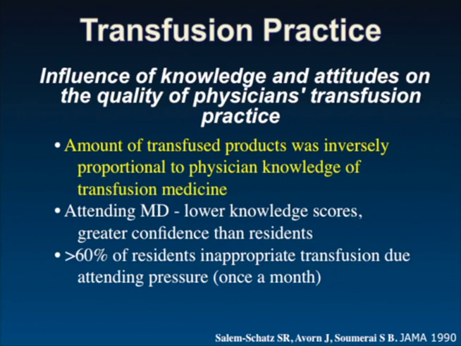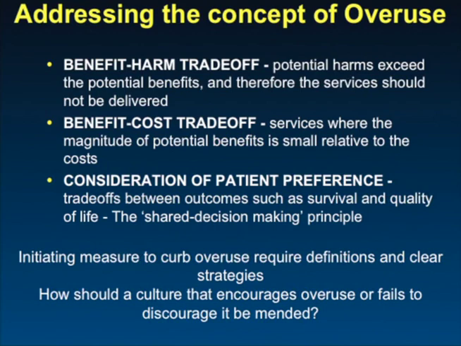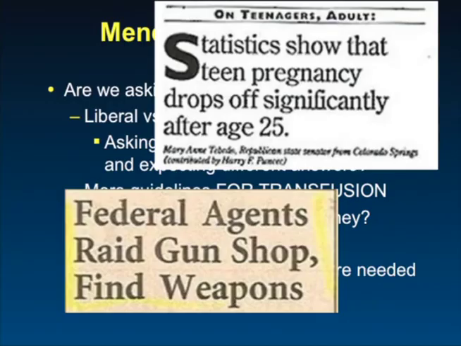So it's inversely related. Those of you in the audience, physicians and nurses, are well aware of the fact that the attending physicians had lower knowledge scores but greater confidence. So this is, again, eminence-based medicine. And again, you see that the residents admitted that more than 60% of the time they were transfusing a patient because of attending pressure. And you probably all have heard this, that I would feel better if my patient's hemoglobin was higher, nothing to do with the patient. So here we are with those 3 concepts, which I think are the hallmark of overuse: the benefit-harm, the benefit-cost, and the consideration of patient's preference.